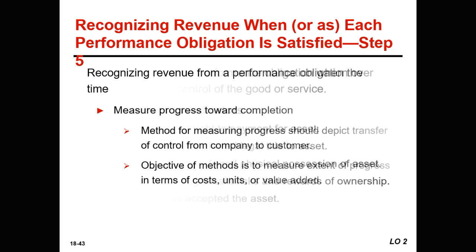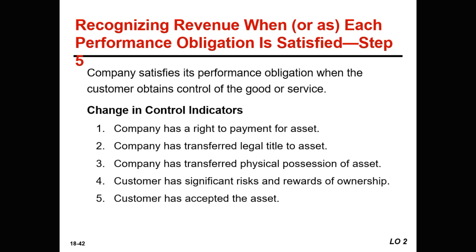So let's just real quick look at some control indicators. If the company has a right to payment for the asset, that is a control indicator. If the company transfers legal title to the asset, that is a control indicator. Control has transferred if physical possession transfers, if the customer has the significant risks and rewards of ownership, or if the customer has accepted the asset.